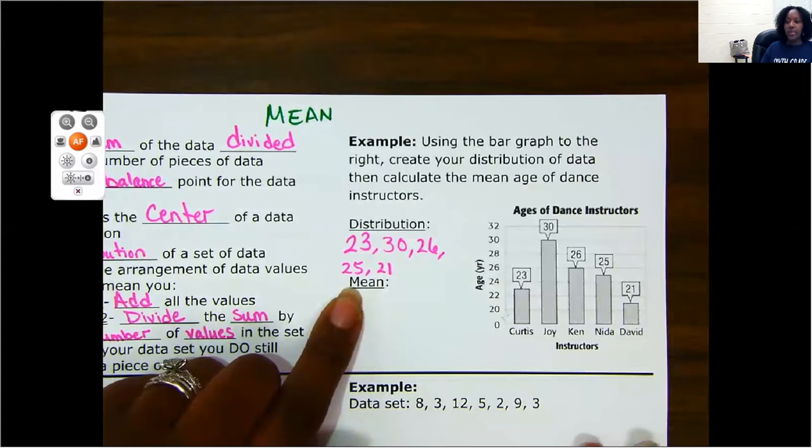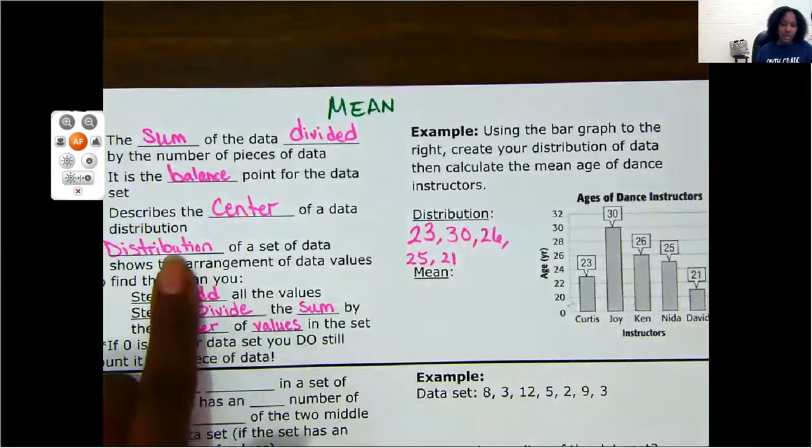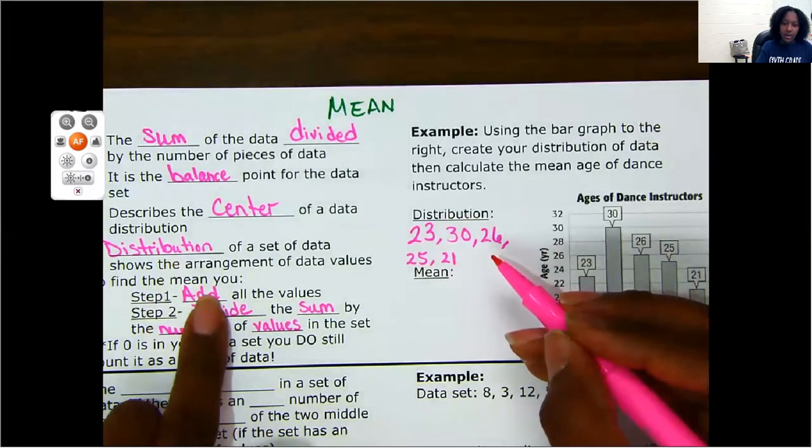Now, some of you might be like, Miss, can I put this in order? Sure. Actually, that's a good idea because later on in this week, we're going to talk about putting things in order to find another set of data. Now, how do we calculate this mean? We have our distribution. Now it says to add up all of our values.